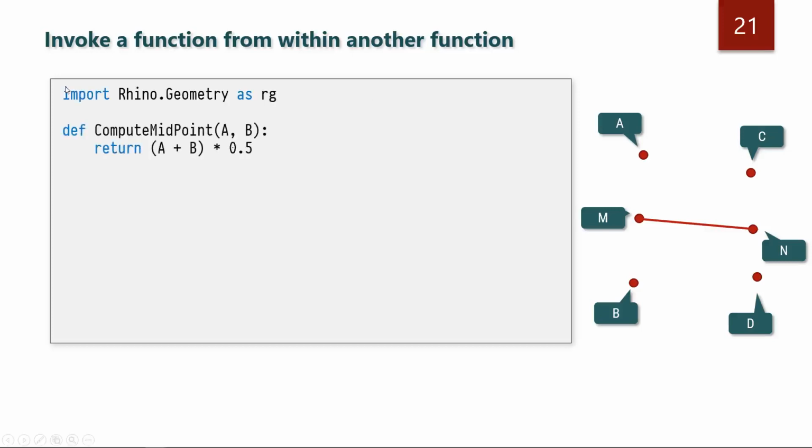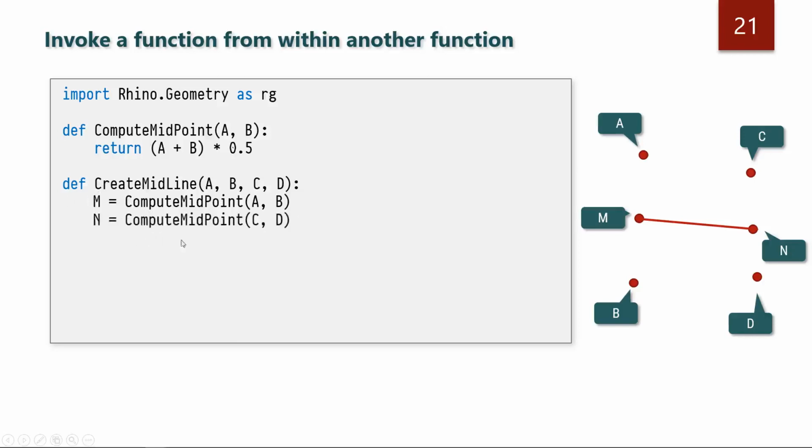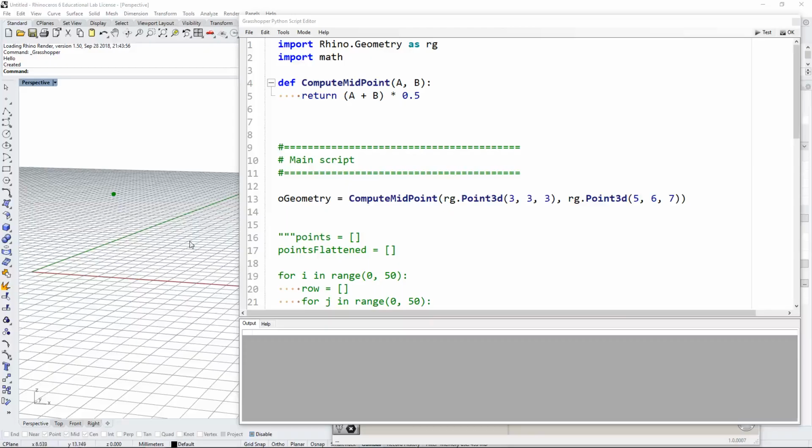All right, so we already have the function compute midpoint somewhere in the code. Now we're going to define another function called create midline that takes in A, B, C, and D, and this should return a single line object that connects M and N, right? Inside the function, first we have to compute M and N. To compute M, we invoke another function that we used early on. So we invoke another function inside the definition of another function, as you see. So compute midpoint A and B, and we should get M, and then N, and then from that we can construct a new line. So the line should be green.